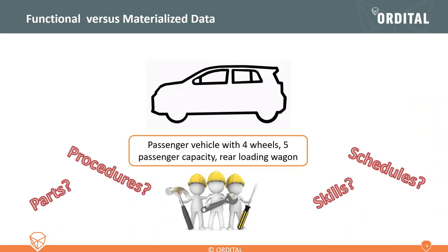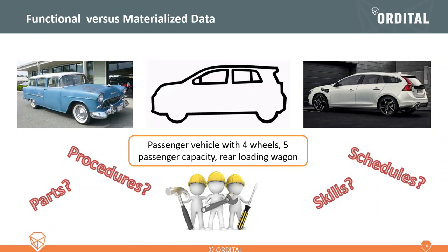When I talk about asset data capture, I'm really talking about the materialized asset data. To give you an idea, my functional data might be that I have a car. It's got 4 wheels, can take 5 passengers. But both of these vehicles fit that specification, and there's obviously a different set of parts, schedules, and skills that we need to fulfill that.